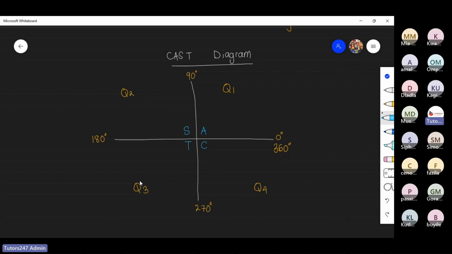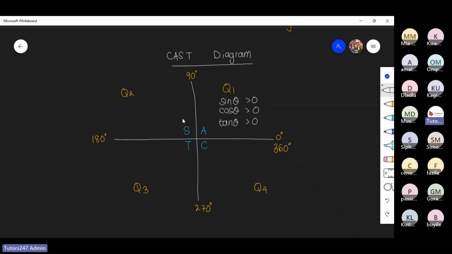What does that mean? A represents all, C represents cos, S represents sine, and T represents tan. The letter that is there represents the identity that is positive. So if you were dealing with A, let's look at quadrant 1, whereby we have A. A represents all, meaning that sine, cos, and tan, all of the identities are positive within that quadrant. Keep in mind that greater than 0 just means positive, okay? So within quadrant 1, we have all of our identities as positive.